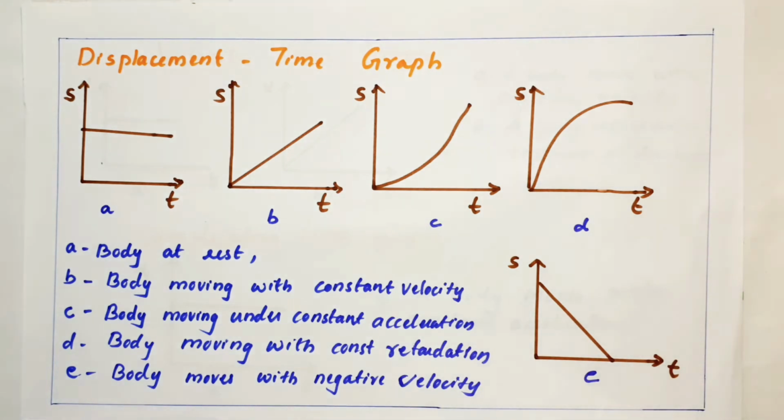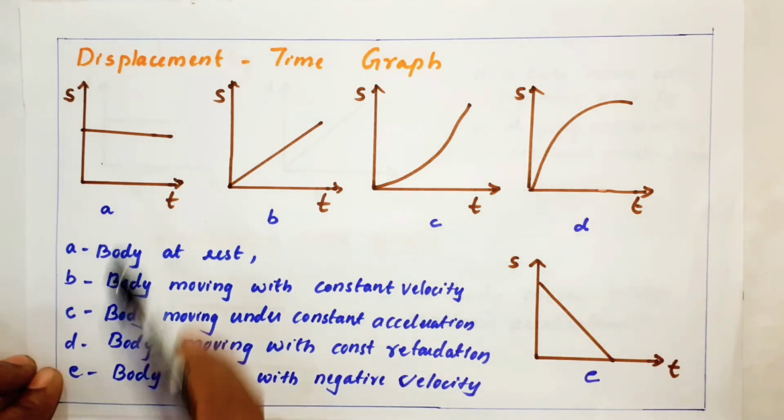So if the speed is increasing, we call it acceleration. That means the rate of change of speed or rate of change of velocity, we call by the name acceleration. If it's a positive value, we call it acceleration. But if it's a negative value, we call it retardation.